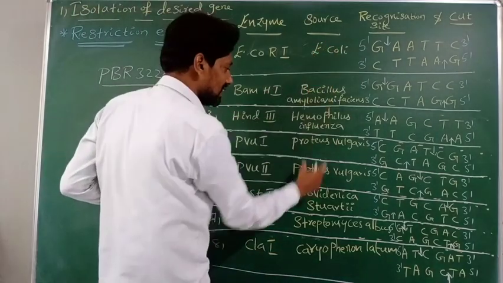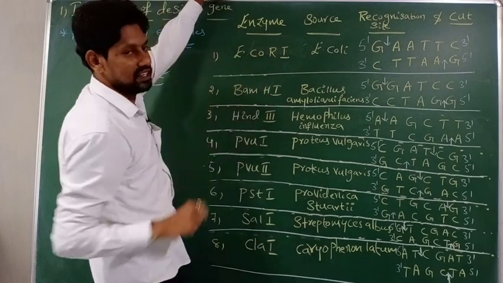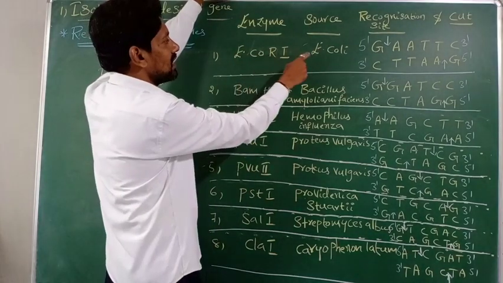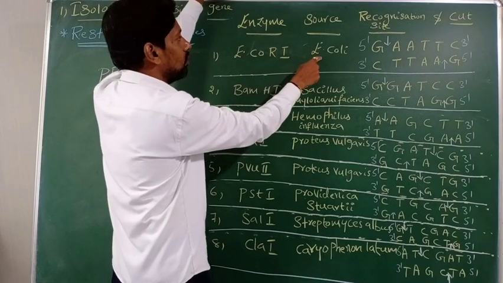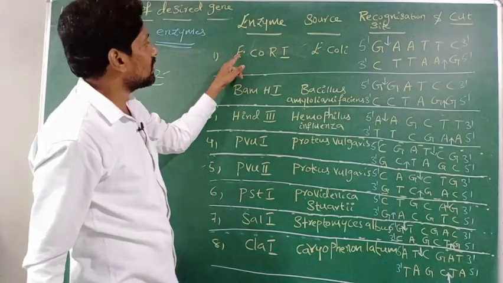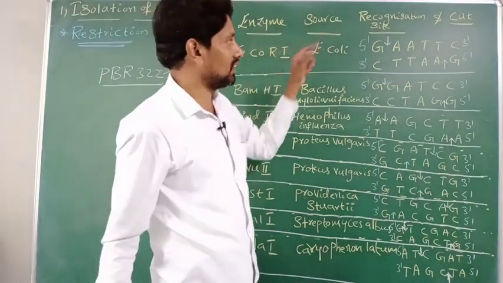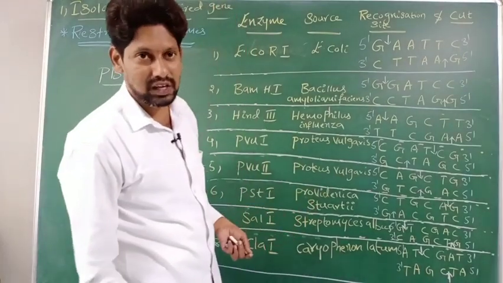Then what are these, sir? This is the source from where this enzyme is isolated. Therefore, EcoR1 is isolated from E. coli bacteria. Is this statement okay? Clear? Right. Sir, EcoR1. What is its recognition site? GAATTC. Is it okay? Right.